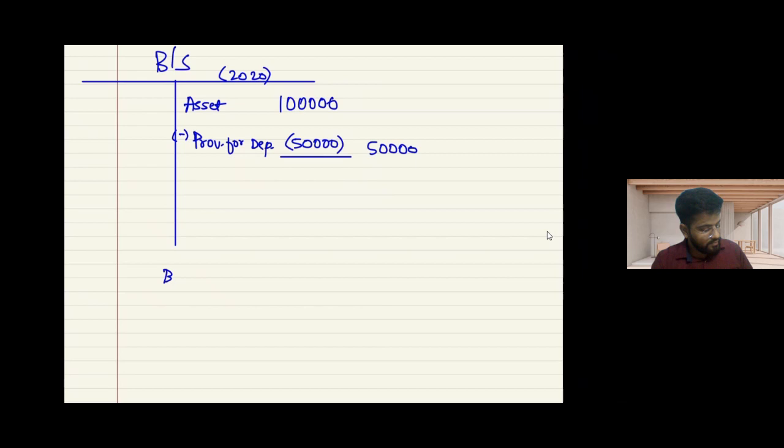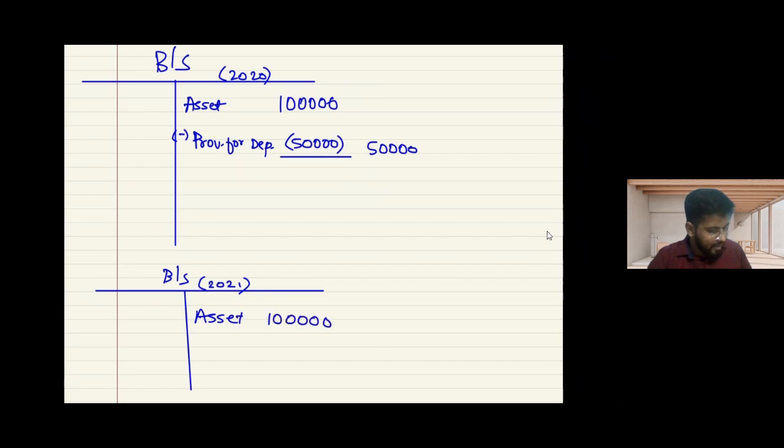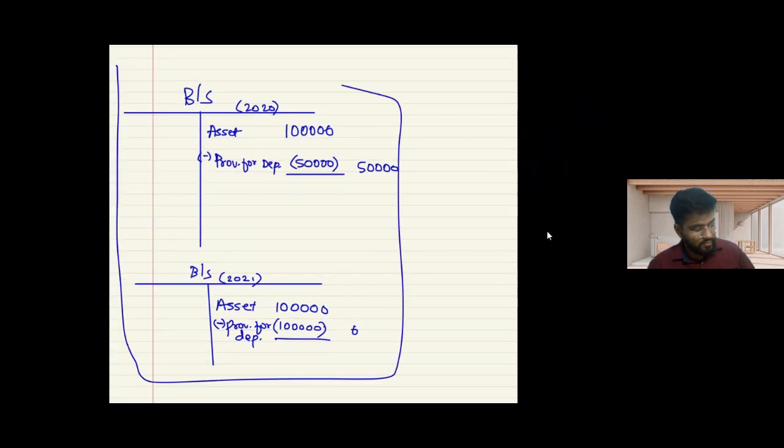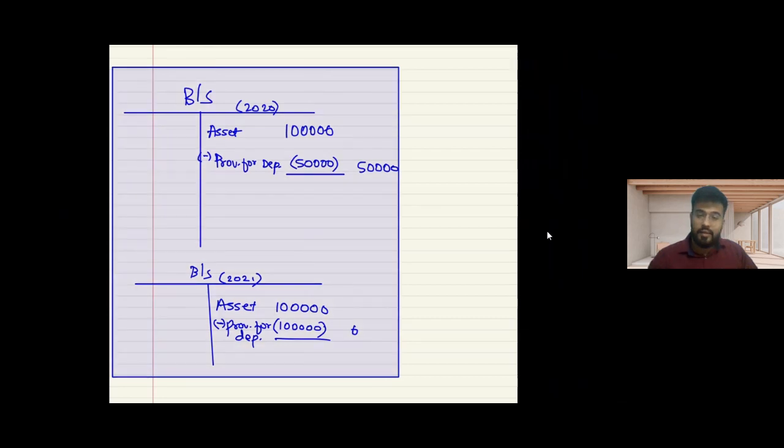And even in the next year, what will happen? You will not remove the asset. You will show the asset that I have purchased for 1 lakh only. And now the provision for depreciation will be of 2 years, not just 1 year. So it would become 1 lakh rupees, and the net value will be 0. That is the depreciation presentation which is changed. Nothing else is changed.